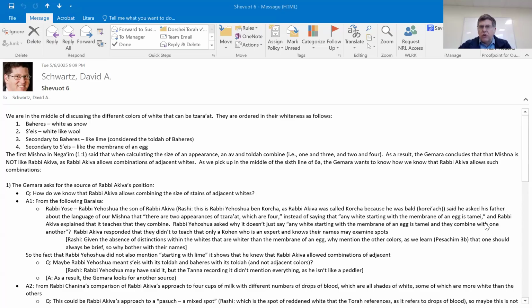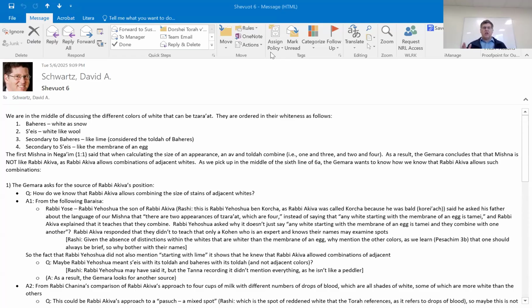And so the Gemara said that the Mishnah there is not like Rabbi Akiva, because Rabbi Akiva says that instead of combining 1 and 3 and 2 and 4, no, you can combine 4 with 3, you can combine 3 with 2, you can combine 2 with 1, but that's it. And so he is saying something different.